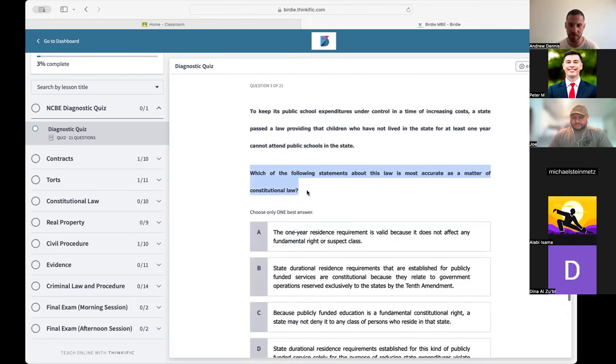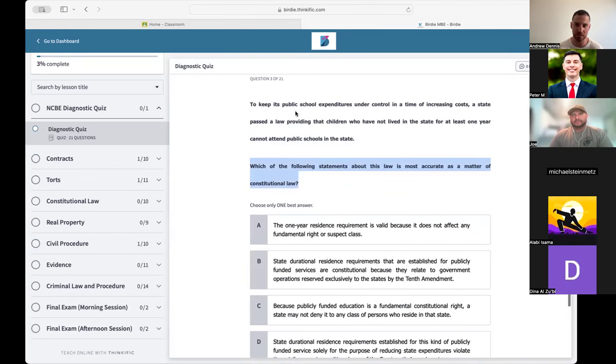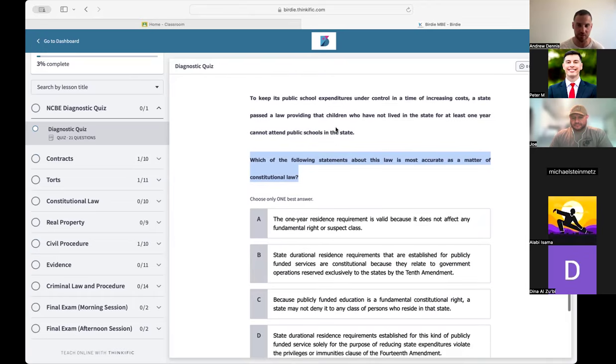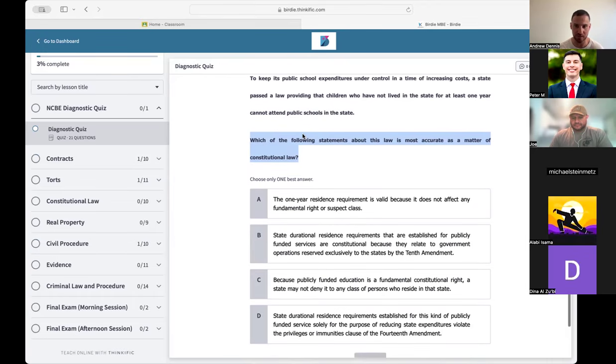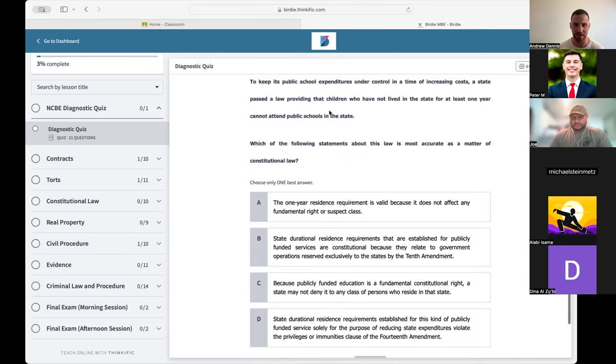Which of the following statements about the law is most accurate as a matter of constitutional law? To keep its public school expenditures under control in a time of increasing costs, a state passed a law providing that children who have not lived in the state for at least 1 year cannot attend public schools in the state. So which is the most accurate description? So what's it discriminating against here? A state passed a law that children who have not lived in the state for at least 1 year cannot attend public schools in the state.